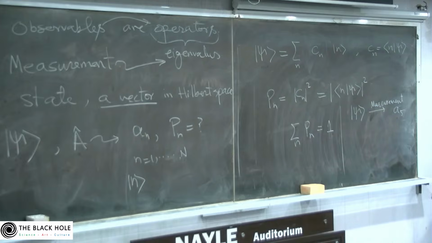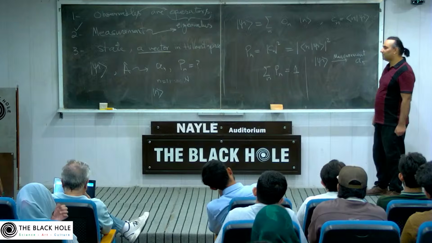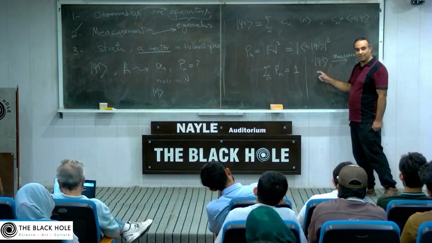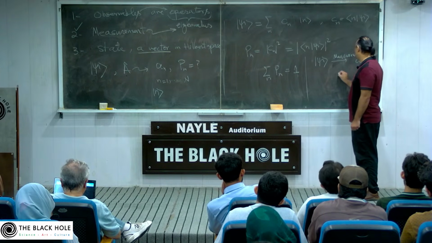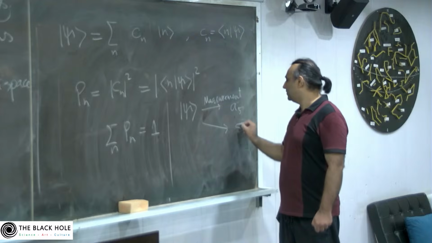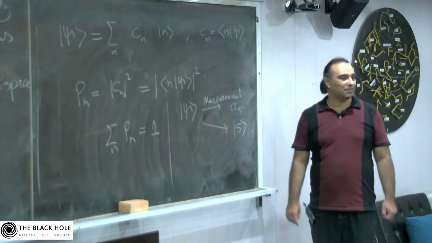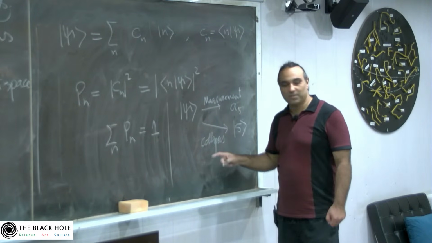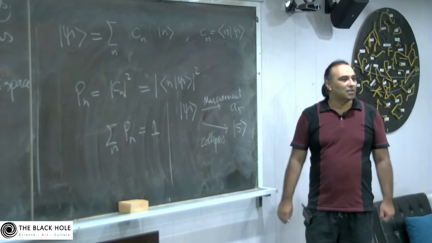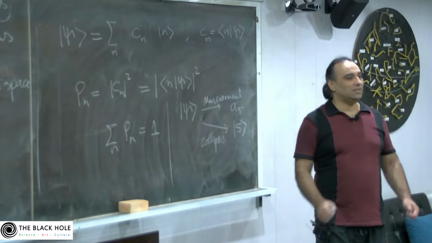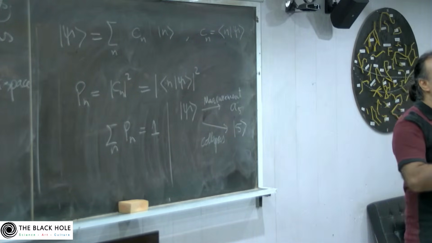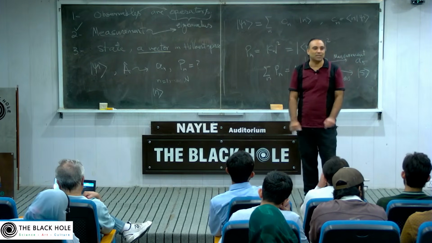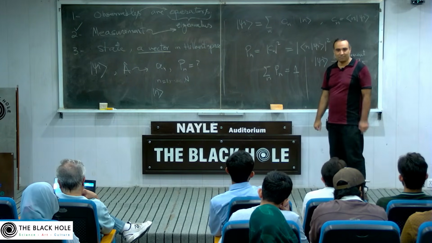Then this postulate also says that as soon as you measure this and you get this, the system changes its state from this to this. The system state collapses to this. That's why we usually say that whenever you perturb a quantum system, or you look at it, or you perform some measurement, the state of the system changes. So that's a postulate here.